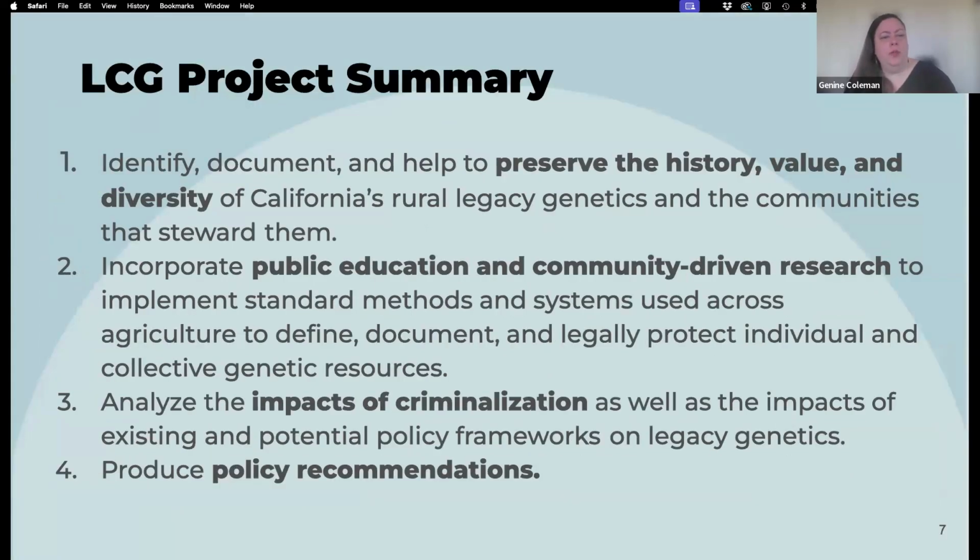So a little bit of a summary around the project: to identify, document, and help to preserve, again, the history, value, and diversity of California's rural legacy genetics and the communities that steward them; to incorporate public education and community-driven research; to implement the standard methods and systems used across agriculture to define, document, and legally protect individual and collective genetic resources; to analyze the impacts of colonialization, as well as the impacts of existing and potential policy frameworks on legacy genetics; and finally, to produce a suite of policy recommendations.